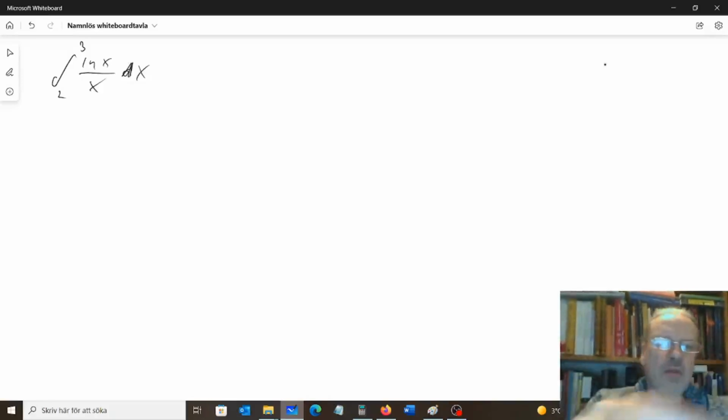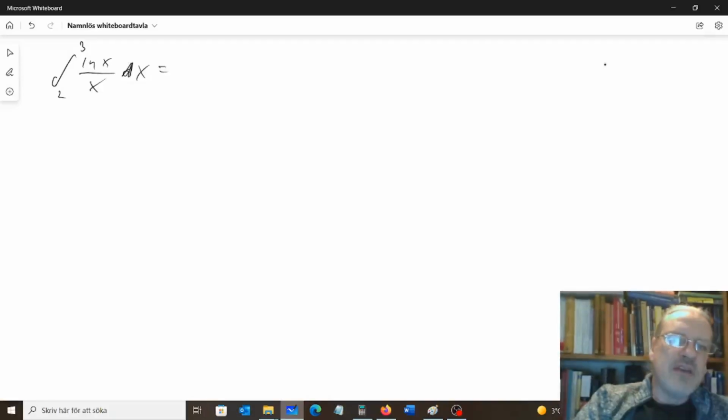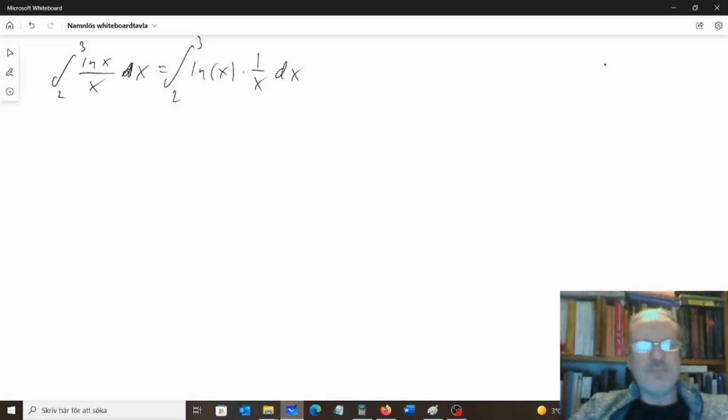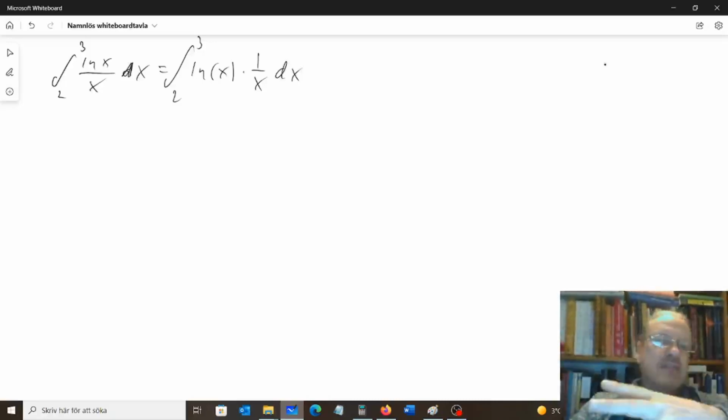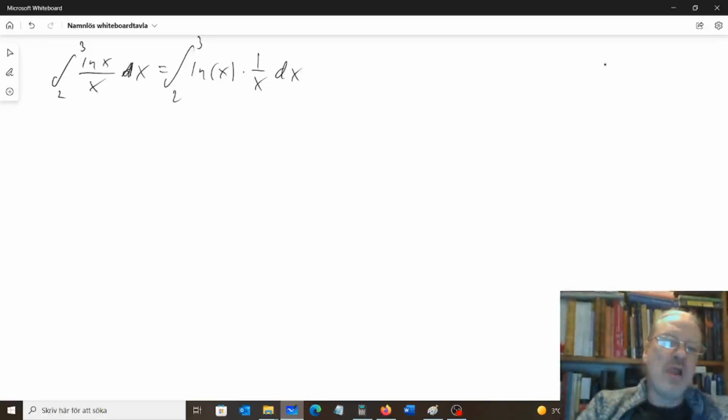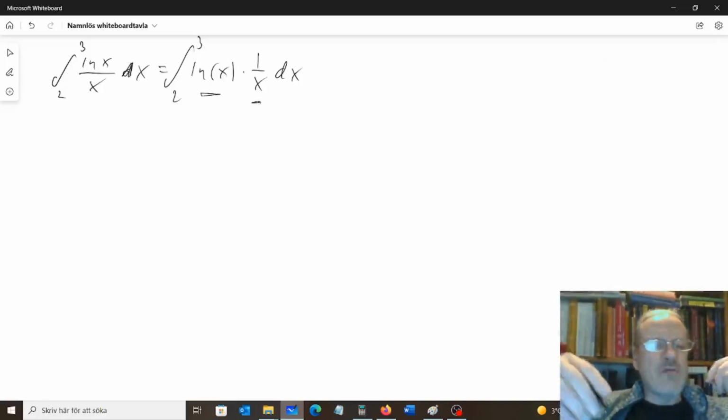So first we can see that this can be written as the integral from 2 to 3 of ln of x times 1 over x dx. And the derivative of ln x is 1 over x, and that is the key thing here, right? We can take the derivative of this first part and get this part. So that's why we will choose ln x as our variable.